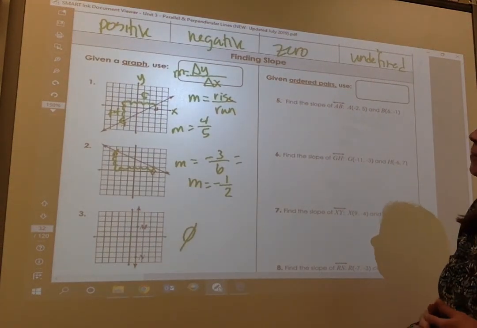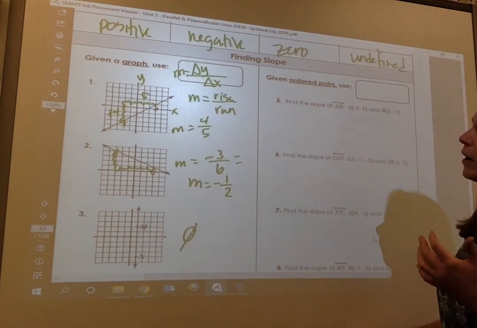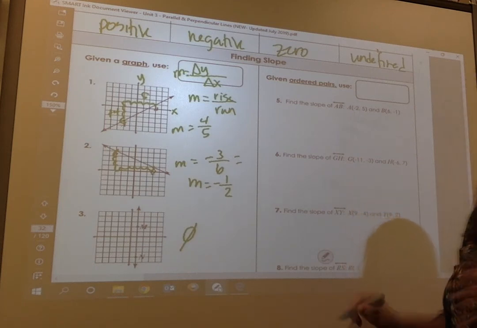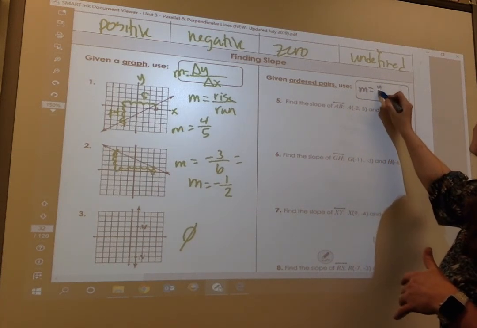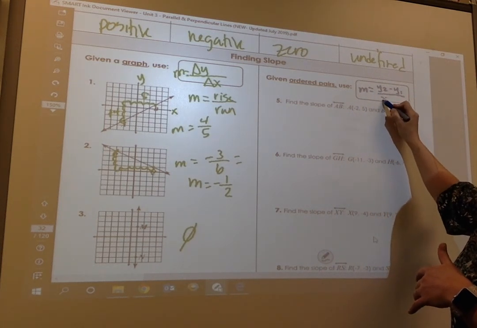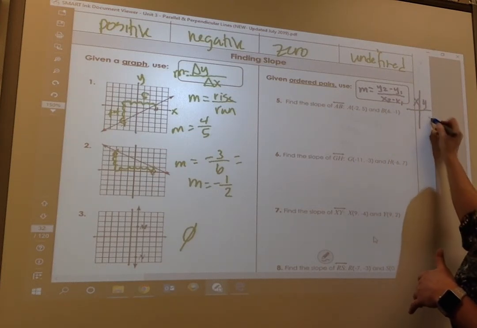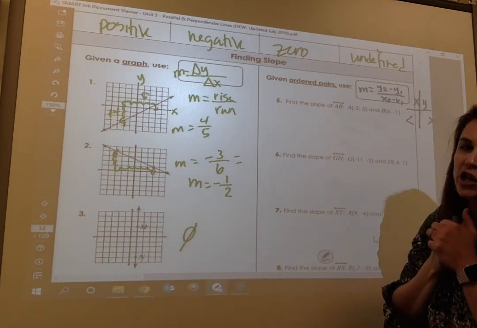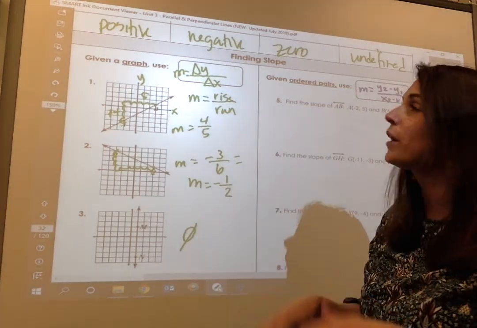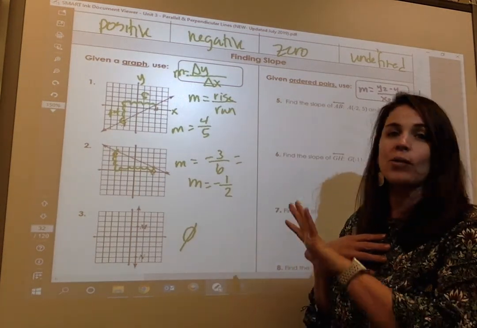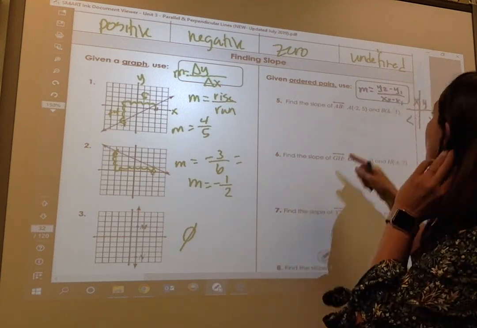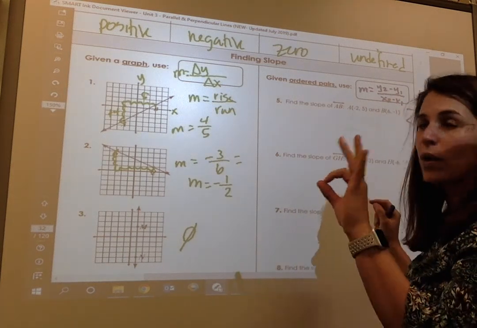So when I used ordered pairs, we did it a couple different ways. We said that you could do y2 minus y1 over x2 minus x1, or we put it in the form of a table, and I looked at my change in y and I looked at my change in x. Either one is totally okay. I prefer the table. You don't have to do the table. If you want to do it this way, you're more than welcome to.